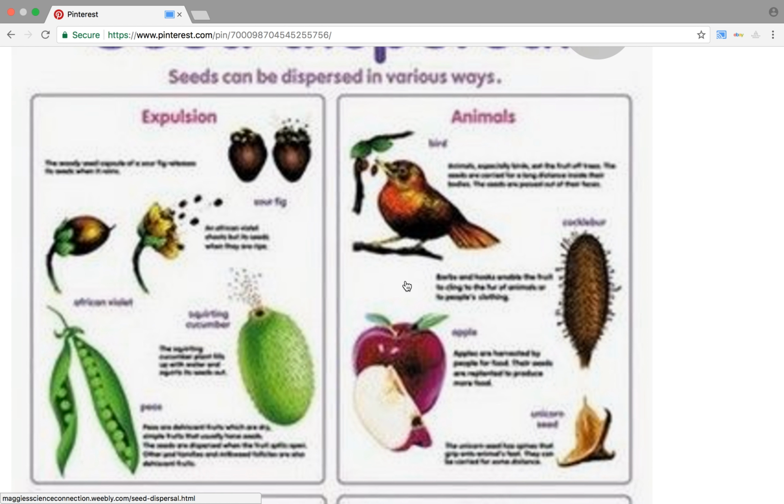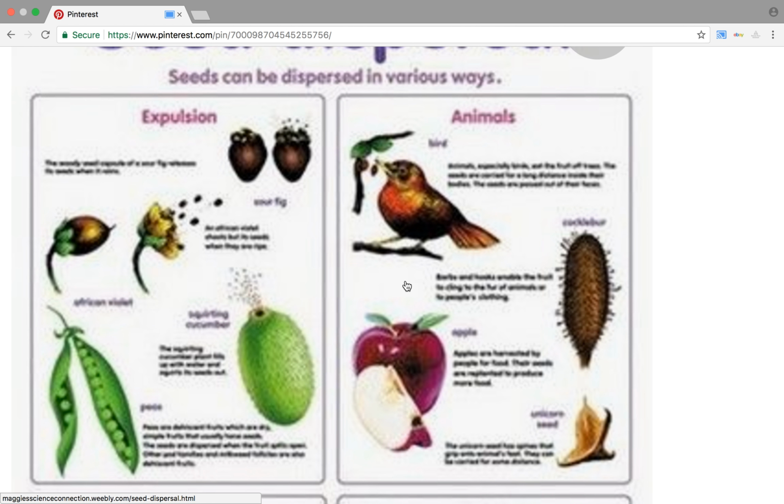So the other type of course is animals. What are the characteristics of fruits that are dispersed by animals? Juicy, attractive, fleshy, sweet. Seeds cannot be digested. If the seeds can be digested, then no point, right? Yeah. Okay, example of fruits?